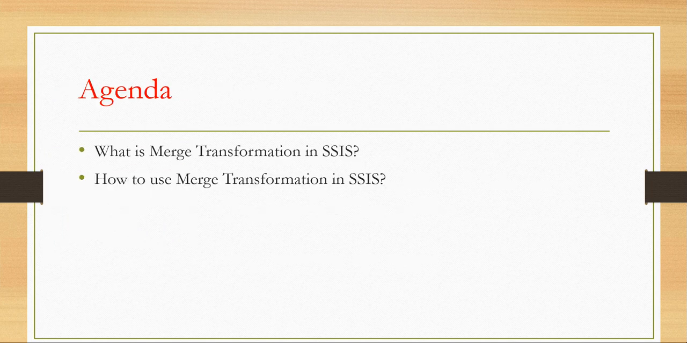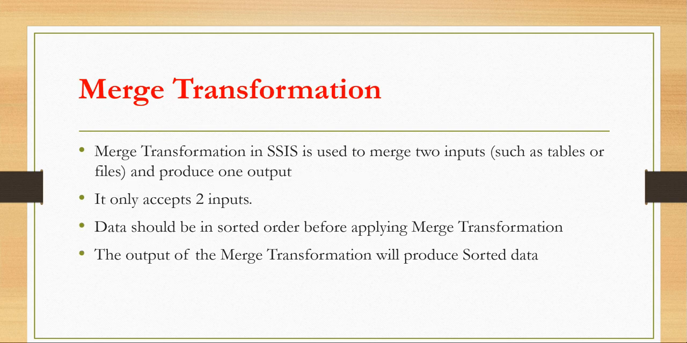So the agenda: what is merge transformation in SSIS? How to use merge transformation in SSIS? Merge transformation in SSIS is used to merge two inputs, such as tables or files, and produce one output. It only accepts two inputs. Data should be in sorted order before applying merge transformation. The output of merge transformation will produce sorted data.